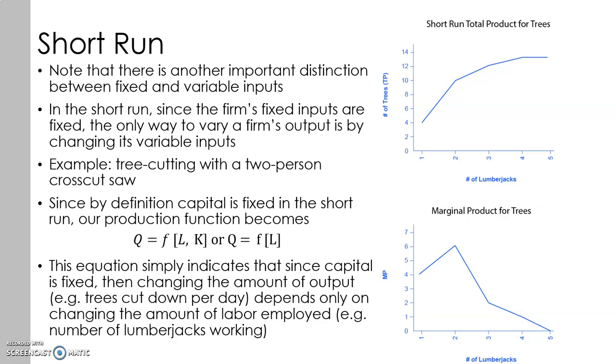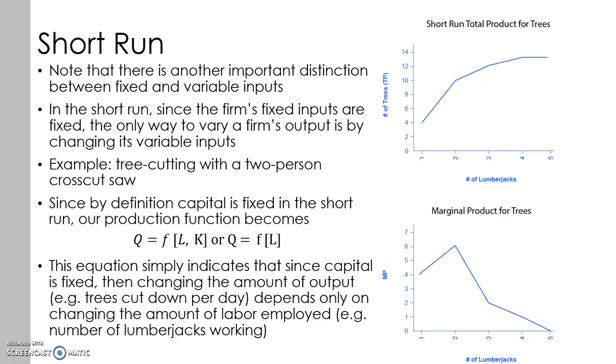Since capital is fixed in the short run, the production function then becomes quantity is a function of labor, and you'll notice capital there is in bold, so a fixed amount of capital, or we could just abbreviate it as quantity is a function of labor, because we take the amount of capital as given. That is, changing the amount of output depends only on changing the amount of labor employed.